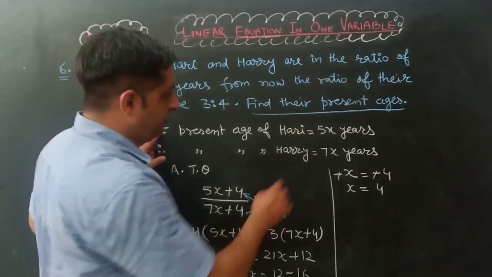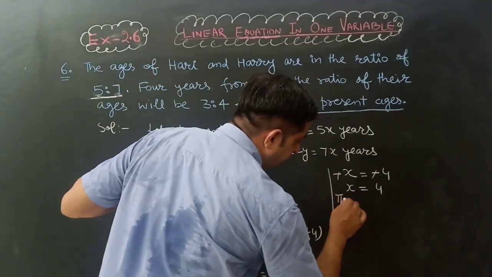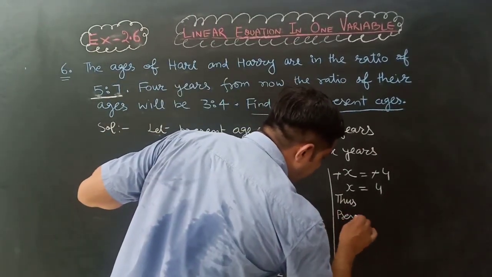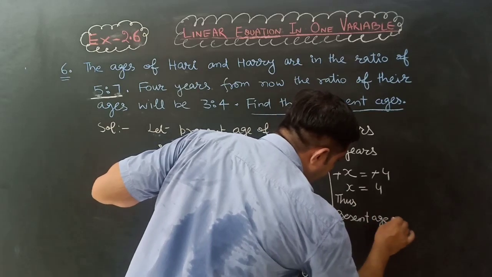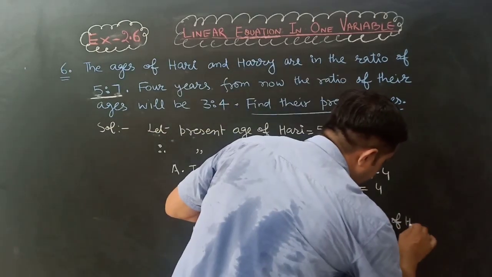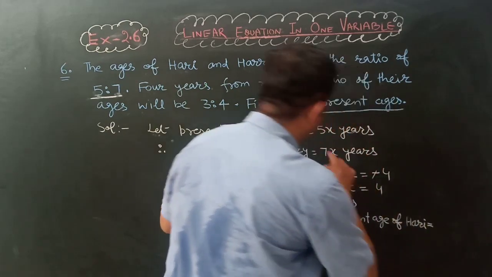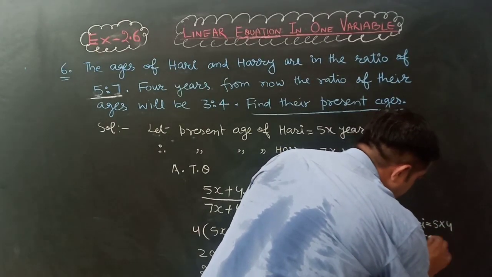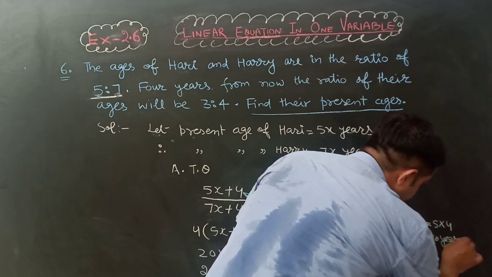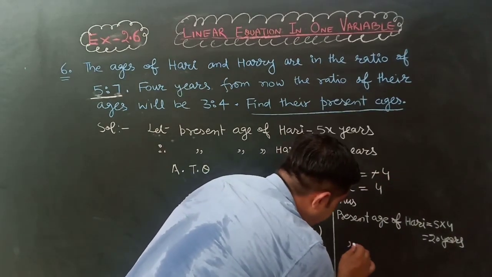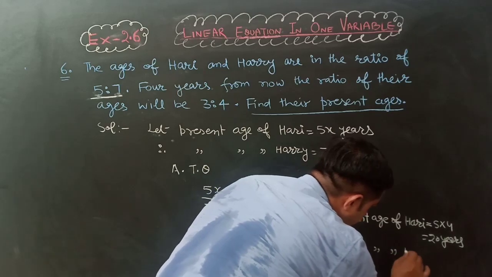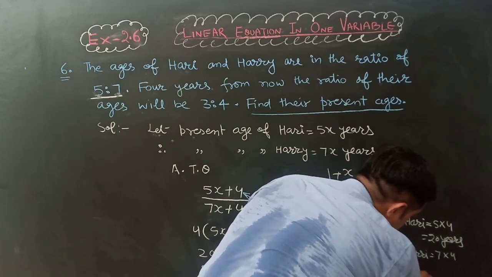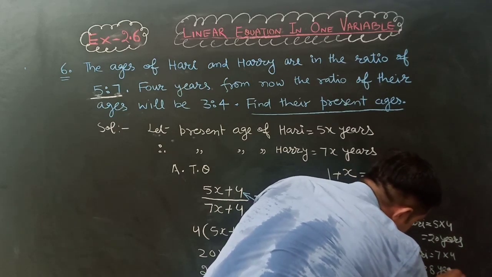Now put the value here. Thus, present age of Hari is equal to 5x. What is x? x is 4. So 5 into 4, that is 20 years. And the present age of Harry is 7 into 4, that is 28 years.